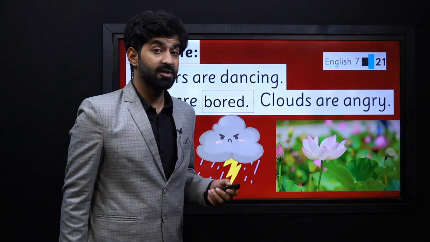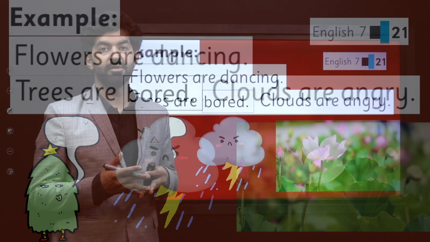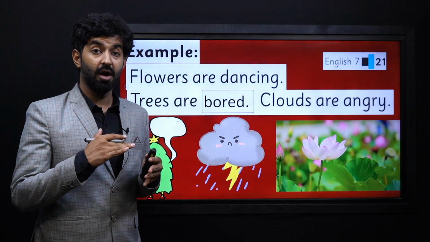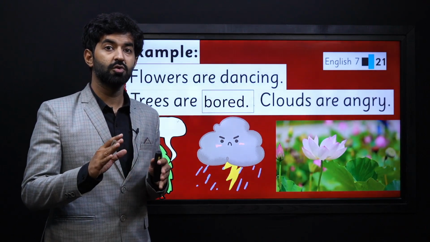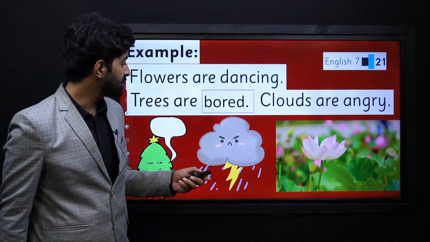Now let's look at some examples over here. Flowers are dancing. We know that flowers do not dance. We are giving this quality to show a picture, to show an image that flowers are moving, as you can see over here.